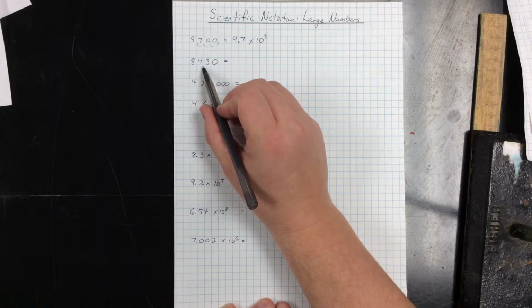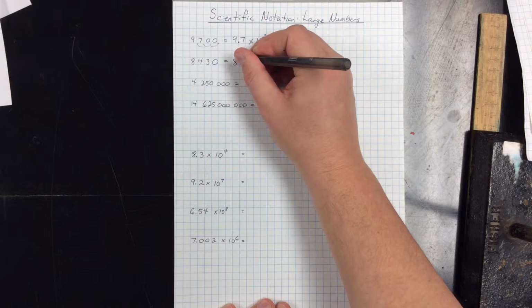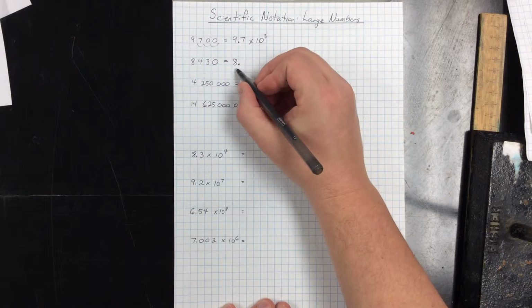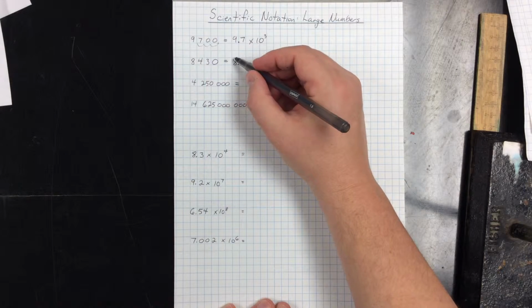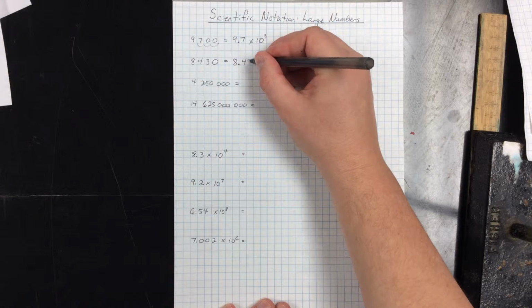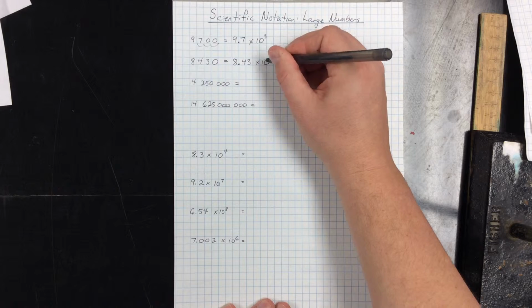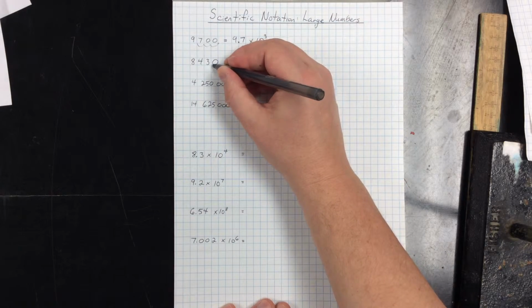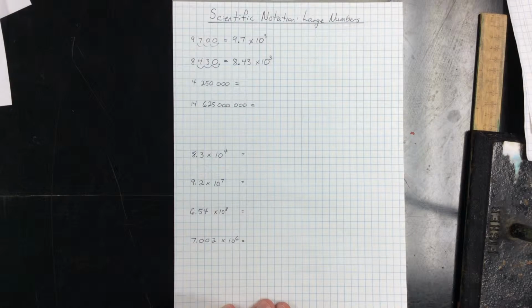In this case, 8,430, I still want to have the decimal after the first significant digit, the first number that's not a 0. So it's always going to be number, decimal, then the rest. So this is going to be 8.43, and I can leave off the 0, times 10 to the, how many times did I move it? 1, 2, 3. So this is 8.43 times 10 to the power of 3.